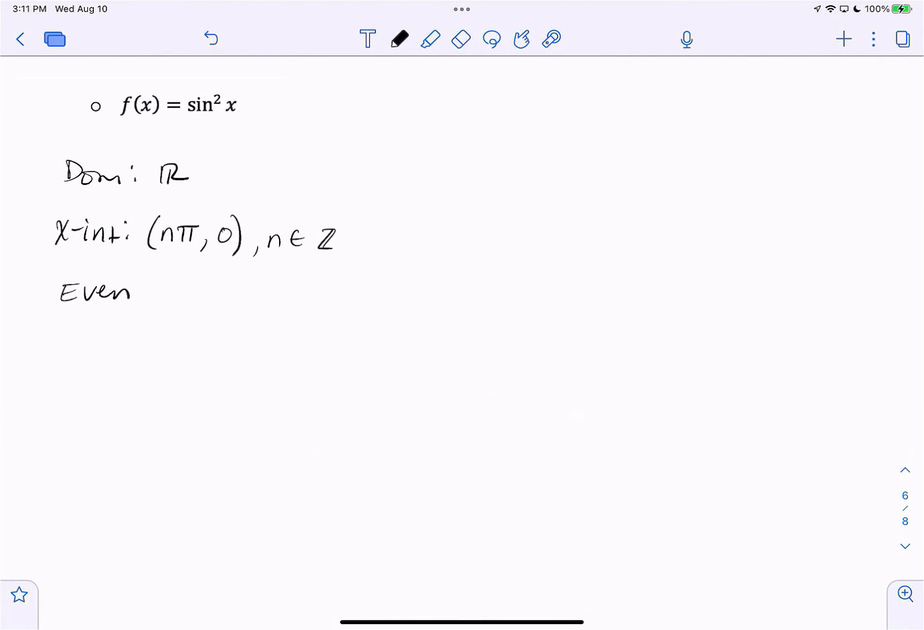And since it's sine squared, I'll go ahead and throw in that the range is 0 to 1. It would be negative 1 to 1 for sine, but that squared throws everything off, right? All right. F prime of x is equal to, don't forget the chain rule here, 2 times the sine of x times the cosine of x.